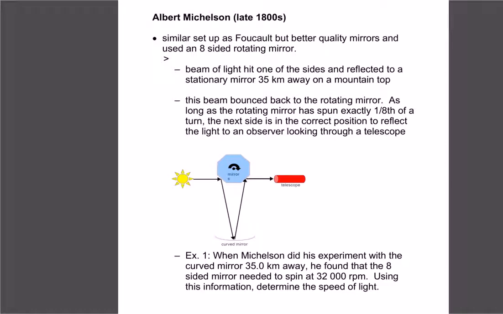The key was then Albert Michelson. So this is in the late 1800s. Michelson used Foucault's idea, but he used better quality mirrors, and instead of just having one mirror rotating and measuring the angle, he decided to use an octagon mirror, or an 8-sided mirror, and he got a really good result. So he would shine the light, it would hit the mirror, that would bounce off to another mirror that was 35 kilometers away, it would bounce back, and then he would see it through his telescope.